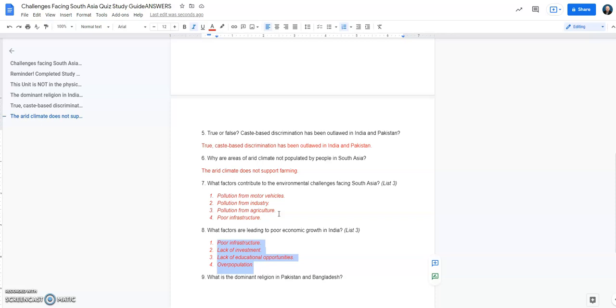Next would be lack of investment, right? They haven't invested in their country, right? They don't invest in the infrastructure. They don't invest in the educational opportunities. They don't invest in the job training, because they just don't have the money, right? They don't have the money to invest in their country.